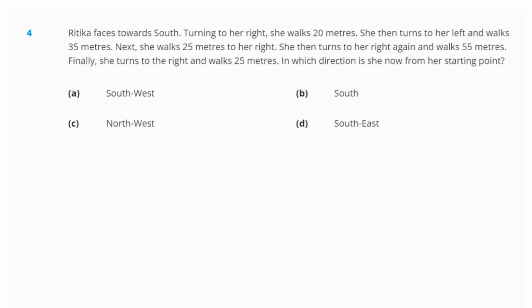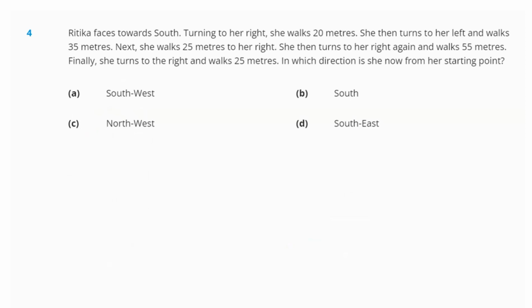Moving on to the next question. Ritika faced towards south. Turning to her right, she walks 20 meters, then turns to her left and walks 35 meters. Next, she walks 25 meters to her right. She then turns to her right again and walks 55 meters. Finally, she turns to the right and walks 25 meters. In which direction is she now from the starting point?